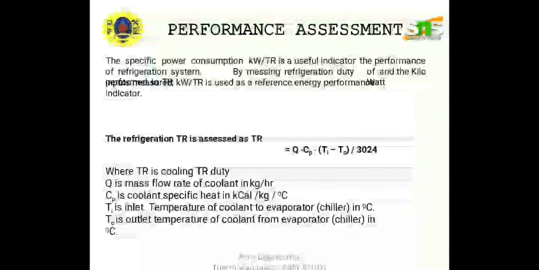The specific power consumption in kilowatt per TR is a useful indicator of the performance of a refrigeration system, measuring the refrigeration duty. The refrigeration is assessed in TR equal to Q Cp (Ti minus To) divided by 3024, where TR is the cooling duty, Q is the mass flow rate of coolant, Cp is the coolant specific heat, Ti is the inlet temperature, and To is the outlet temperature.